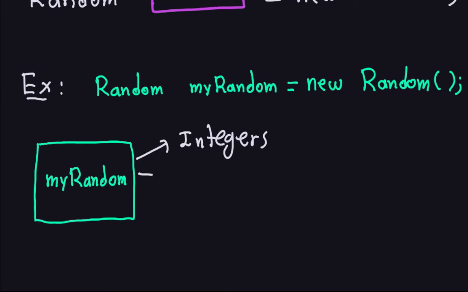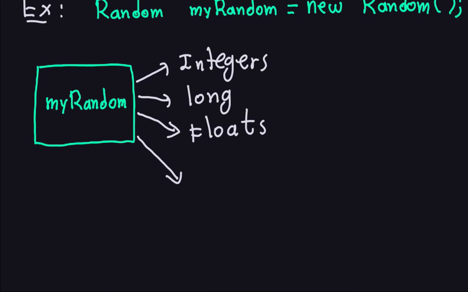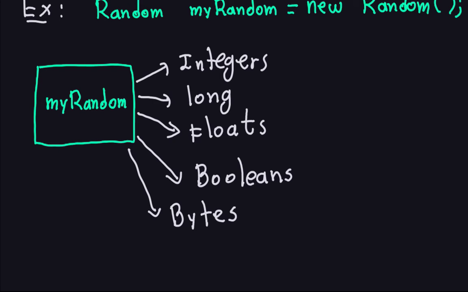It also produces long. The type of variable that you can produce. It also produces floats, and it also produces booleans, random booleans, and produces Gaussian and bytes too. So you can produce bytes also here with these random things. So that object will be able to produce for you all those things.